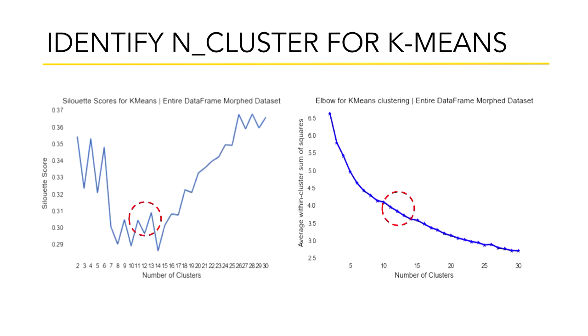So going back to k-means, I have my morphed 67 feature data set. And with k-means, you have to figure out, OK, what's the ideal number of clusters? And one way of approaching this is using silhouette scores, which you see on the left.